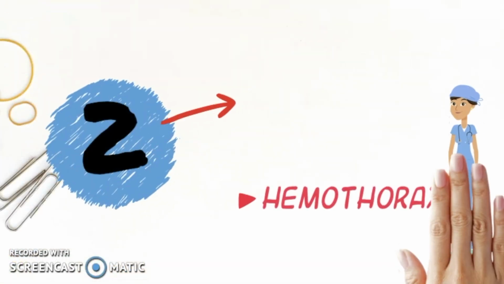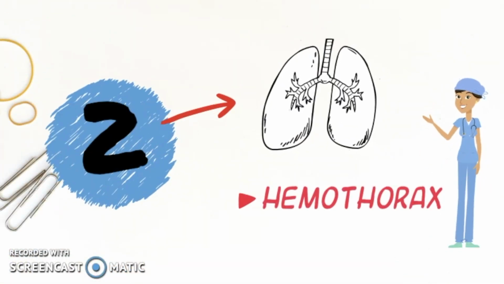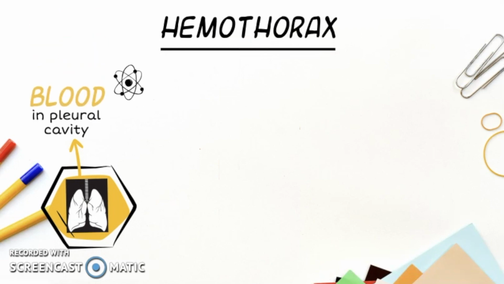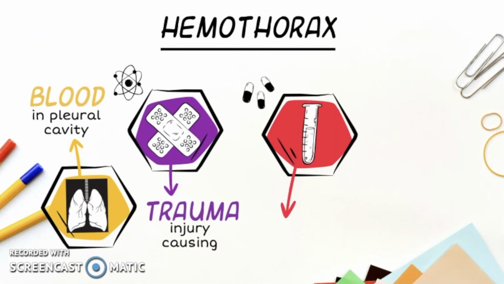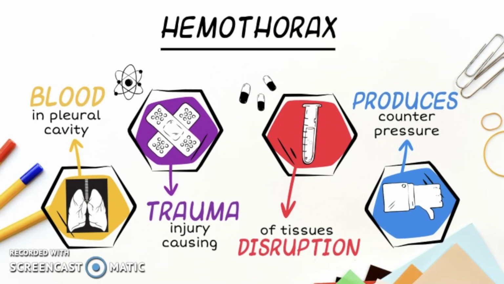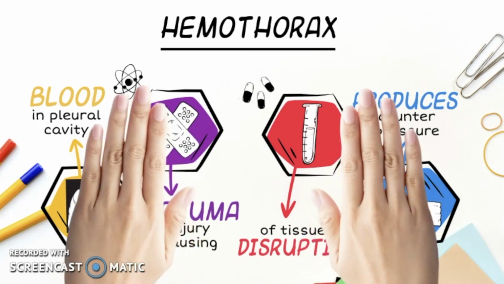Next, we will be discussing the condition hemothorax. This occurs when there is blood in the pleural cavity. This can be caused by an injury which causes trauma or any disruption to the chest wall tissue which creates a counter pressure on the lungs.